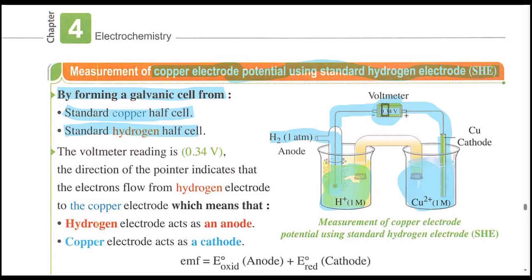So the pointer of the voltmeter indicates that the electrons flow from hydrogen to the copper electrode. In this case, as electrons go from the standard hydrogen electrode, it acts as anode, and the standard copper electrode acts as cathode.